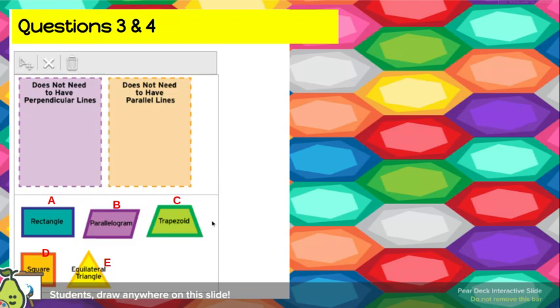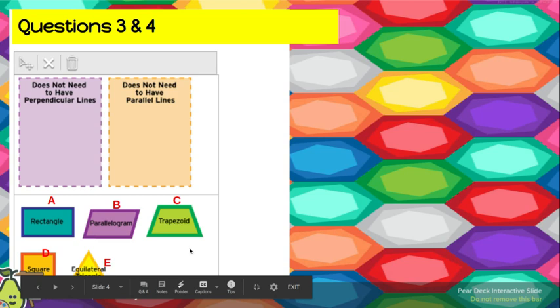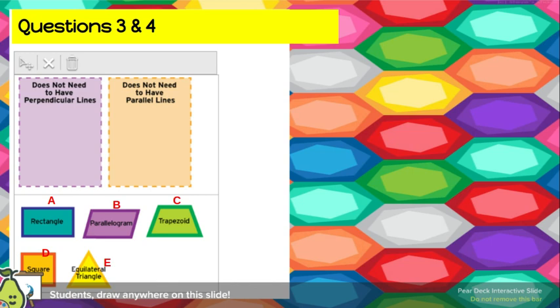So you'll go down here to the bottom. Oops, I'm sorry. Let me flip that back. You'll go down here to the bottom and you will decide which shapes from here in the bottom, A, B, C, D, E, would fit into this orange box. Which shapes do not need to have parallel lines?